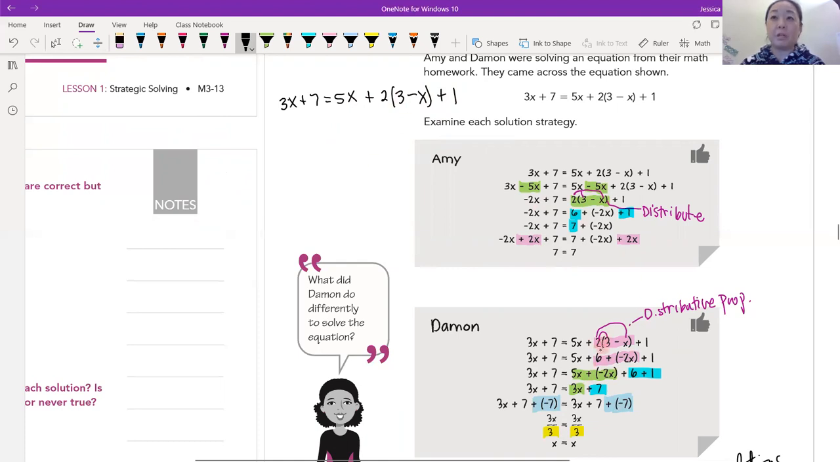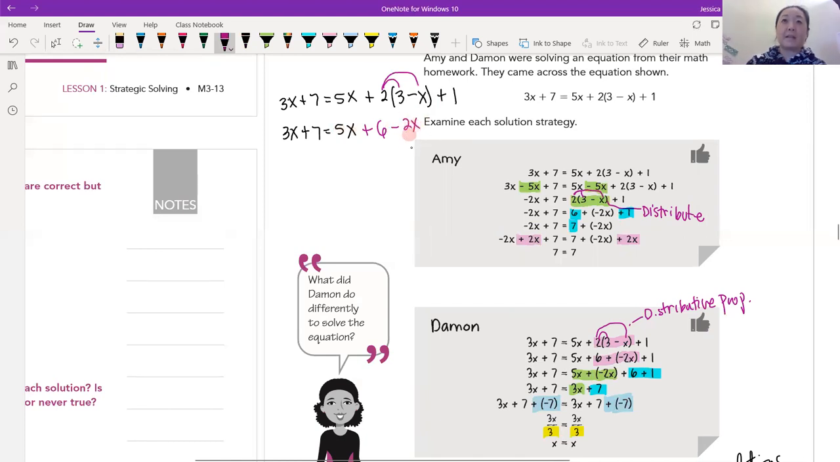So if you notice first, what Damon does is distribute, right? So that's what we're going to do. We're going to get rid of this parentheses, okay? So what I'm going to do is copy everything else down except for this part right here. So I'm going to actually distribute it. Let's do this purple color. So 2 times a 3 is going to be plus 6. And then 2 times a negative x is going to be minus 2x.